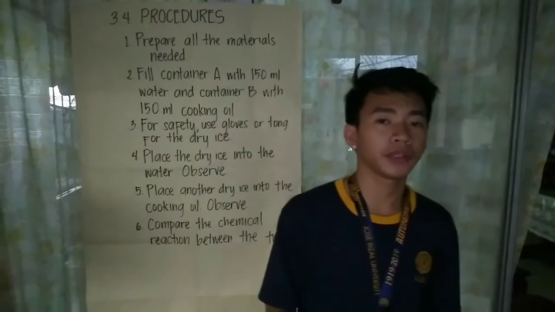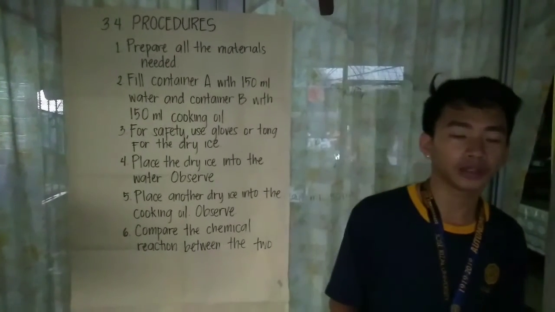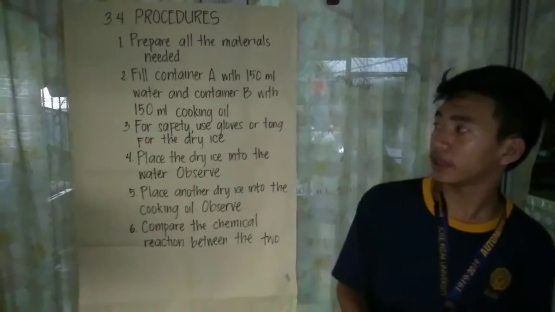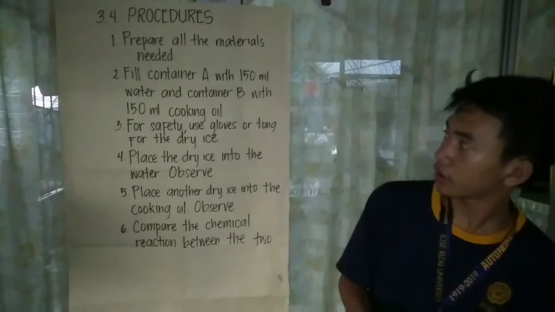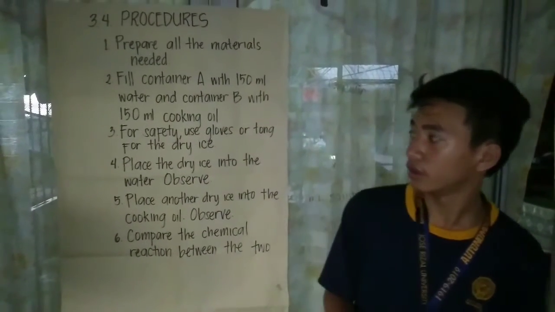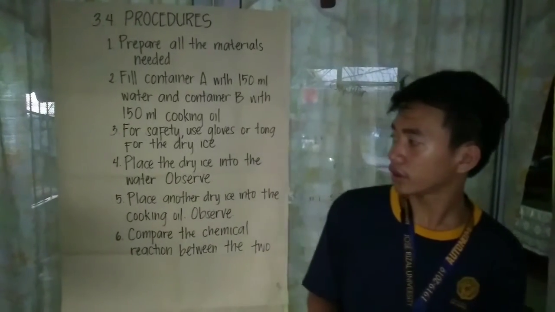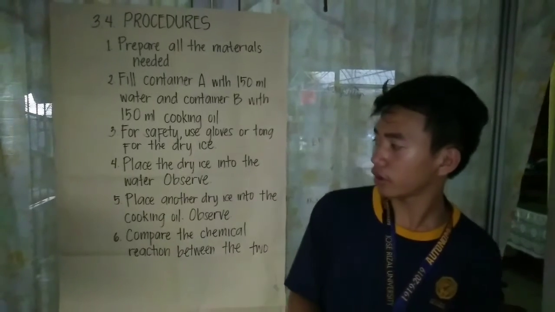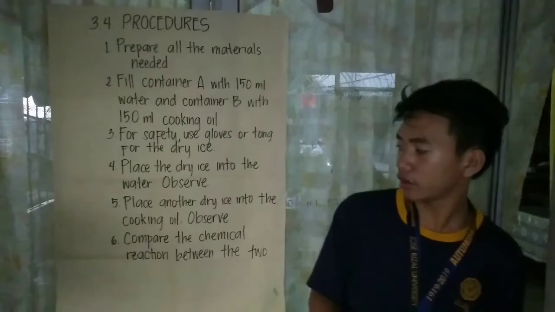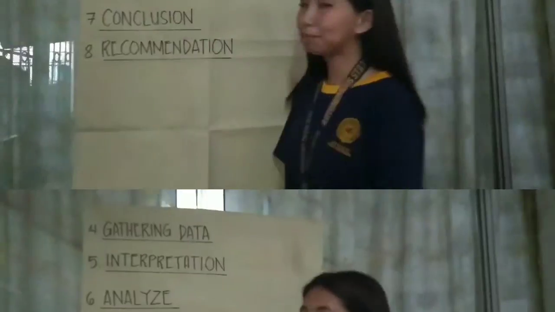And the last part of the experimentation is 3.4, procedures. Procedures is the official way of doing something. First, prepare all the materials needed. Second, fill container A with 150 ml water and container B with 150 ml cooking oil. Third, for safety, use gloves or tongs for the dry ice. Fourth, place the dry ice into the water and observe. Fifth, place another dry ice into the cooking oil and observe. And the last part is to compare the chemical reaction.